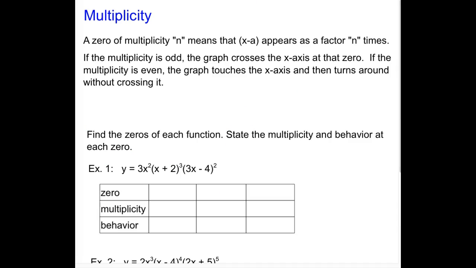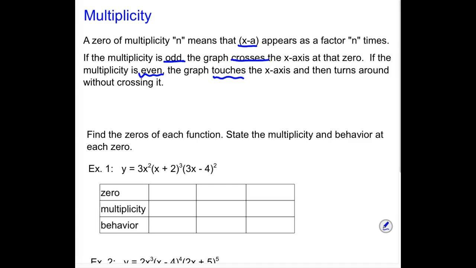All right, the last piece that we are going to look at is multiplicity. Multiplicity refers to the number of times a factor appears. So if a 0 has a multiplicity of n, it means that the factor x minus a appears as a factor n times. If the multiplicity is odd, so we end up with a multiplicity of 1, 3, 5, etc., the graph is going to cross the x-axis at that 0. If the multiplicity is even, the graph is going to touch the x-axis and then turn around without crossing it.